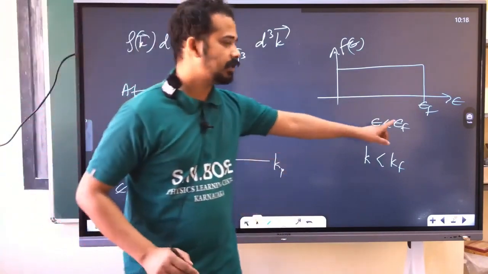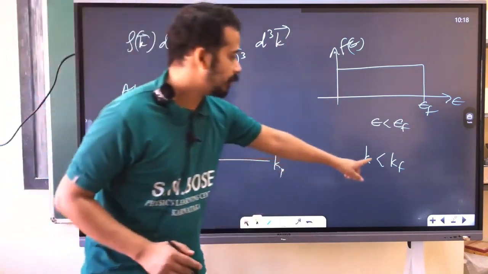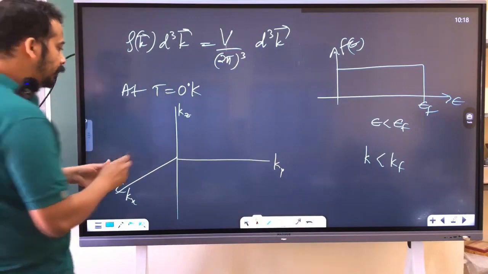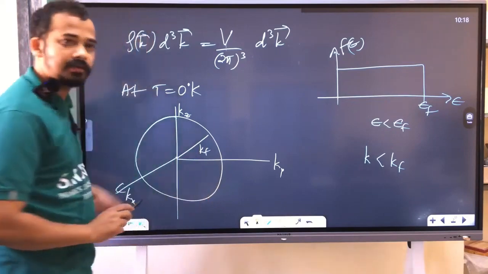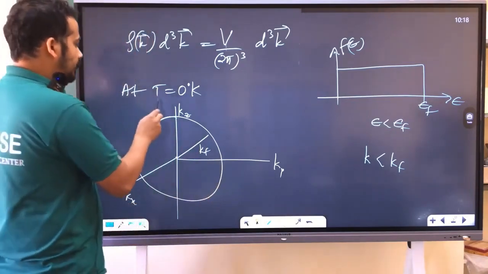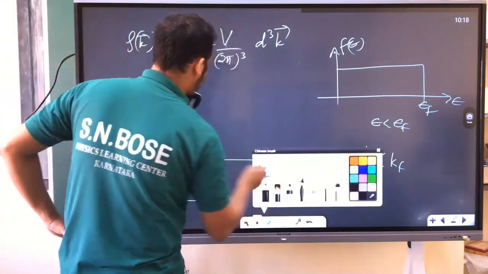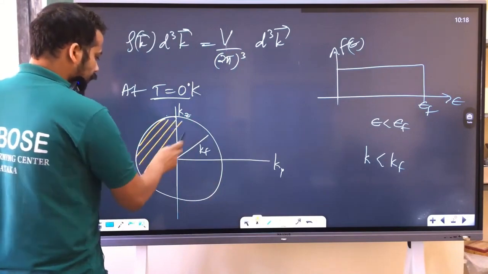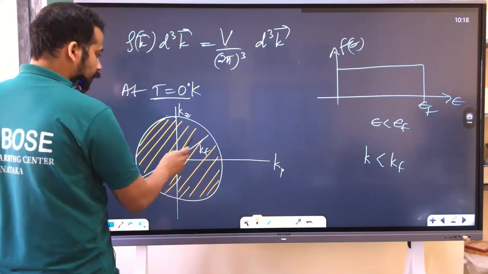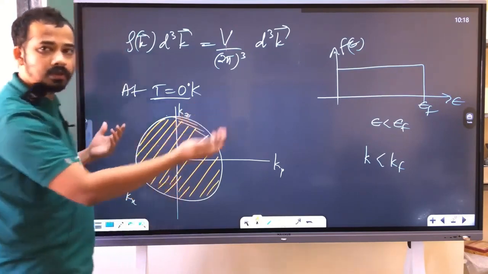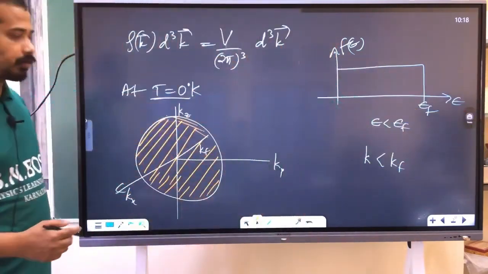Here E less than EF. Here we don't think about any space, but K is a vector. If magnitude of K is less than Kf in 3 dimension, that will make a sphere of radius Kf. Can I write like this? Because now at 0 degree Kelvin, all of these states within this sphere are completely filled by the particles. All of the states outside that are completely empty, just like here, because the occupation probability is 0, isn't it?